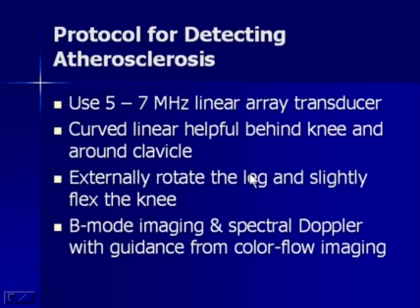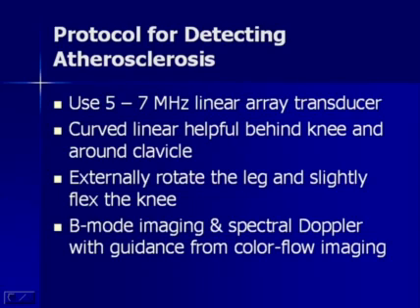The protocol is not too complicated. When we're looking for plaque, we're going to use our workhorse transducer somewhere mid-range, 5 to 7 megahertz. A curved array is helpful, particularly behind the knee, deep in the lower thigh, or around the clavicle when we're evaluating those vessels. We're going to position the patient such that they externally rotate their leg at the hip and slightly flex their knee. Now, this may be difficult for some patients, and we may need to put some support, a pillow or blanket, under the knee, particularly if they have any type of arthritis in their hip joint.